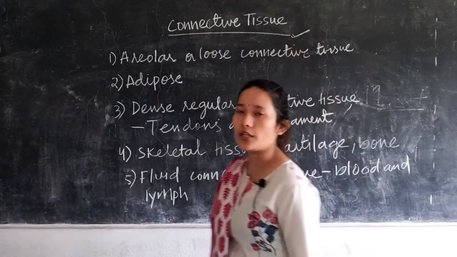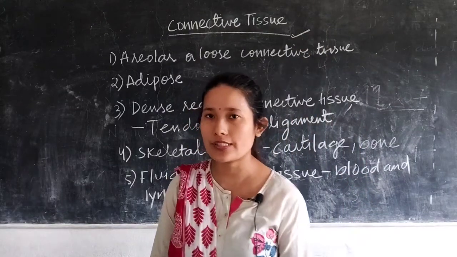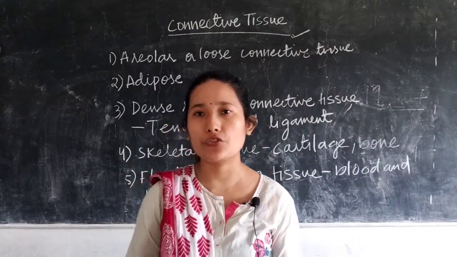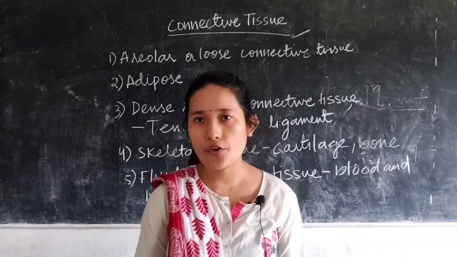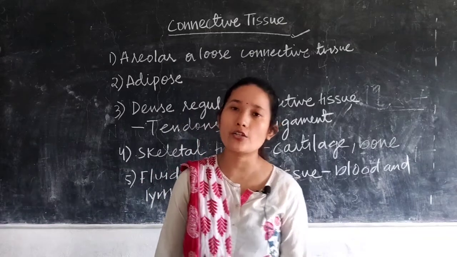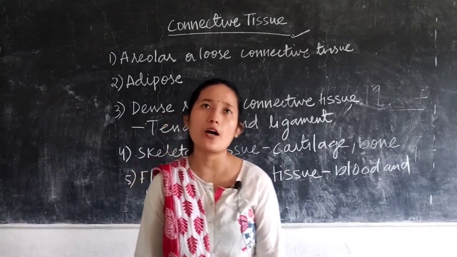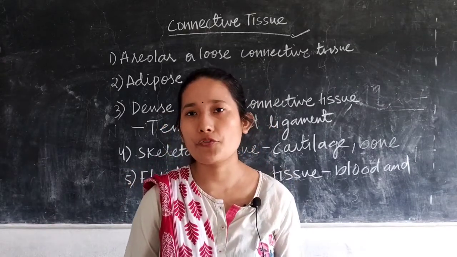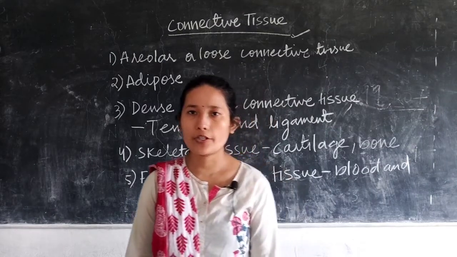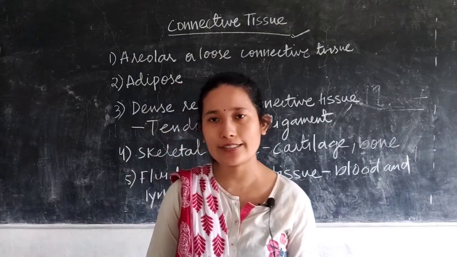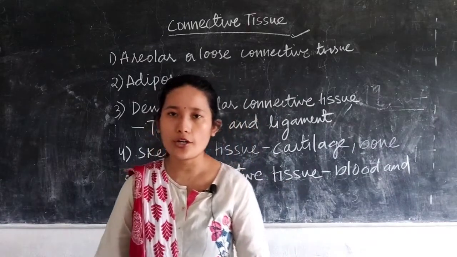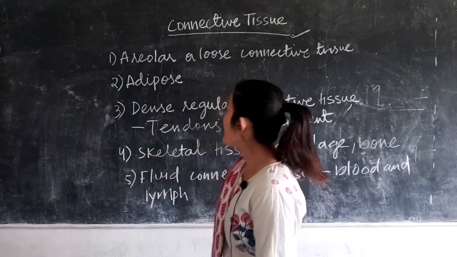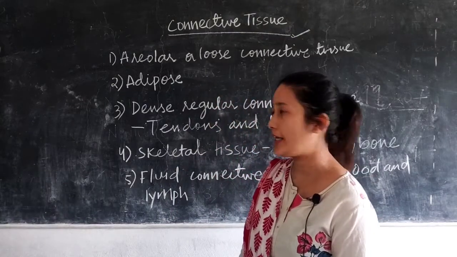Like I told you, the connective tissue, the name itself tells you that it's connecting the different parts of your body. So its location is all over your body, connecting the different organs of your body. It makes up about 20 to 30% of your body parts. Its function is connecting the different organs, helping in coordinating them. So let's go to the different types of connective tissue.